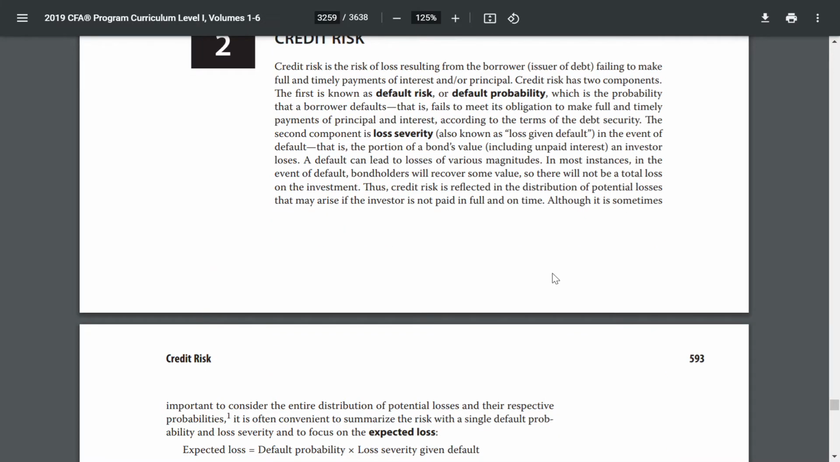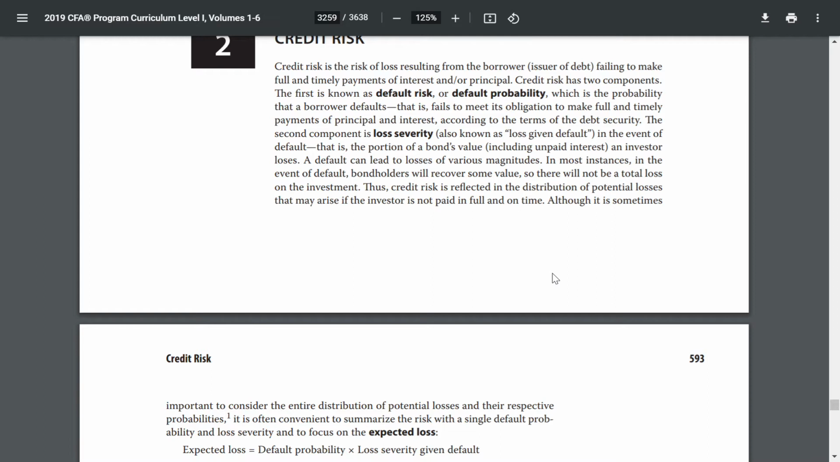Credit risk is the risk of loss resulting from borrowers failing to make full and timely payments of interest and/or principal. Credit risk has two components. The first is known as default risk or default probability, which is the probability that the borrower defaults, that is, fails to meet the obligation to make full and timely payments of principal and interest according to the terms of the debt security. The second is the loss severity, also known as the loss given default. In the event of default, that is the portion of the bond's value an investor loses.